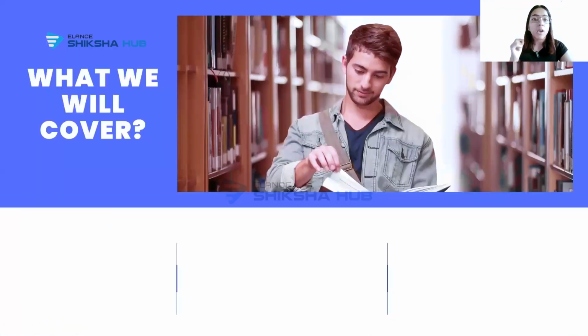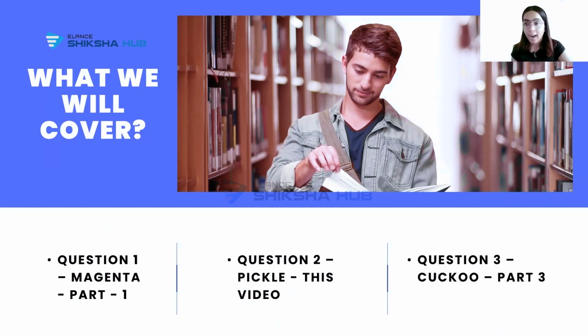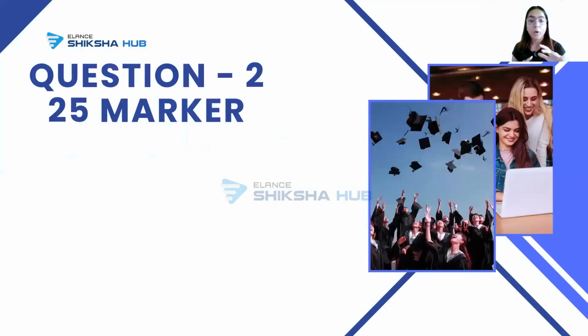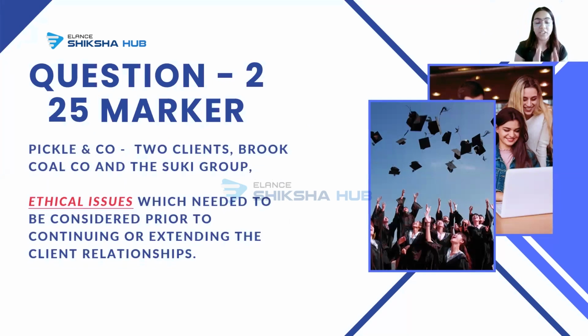First of all, let's see how much we have covered and how much we are left with. So we have already covered question number 1. Now in this video, we will be covering question number 2. And finally, in the last part, which will be the next part, we will be covering question number 3. Okay. Now, when it comes to question number 2, it will be of 25 marks. The 5 would be the professional marks and 20 will be the technical marks.